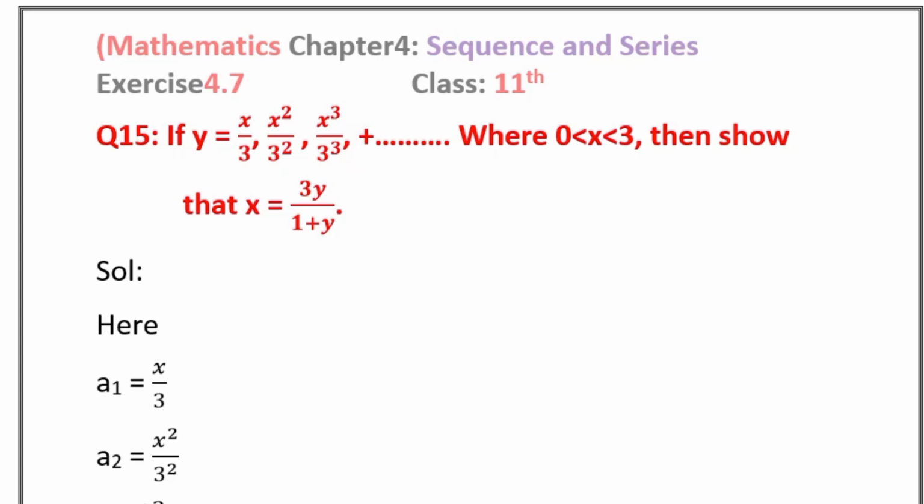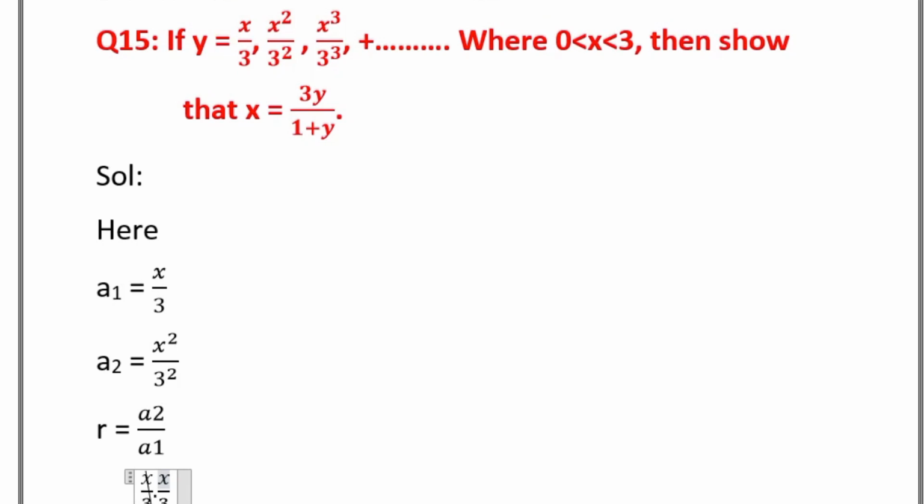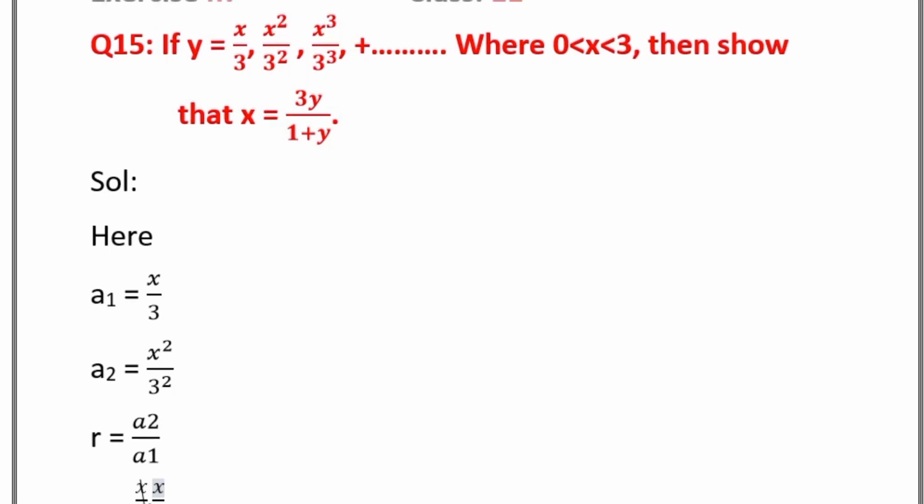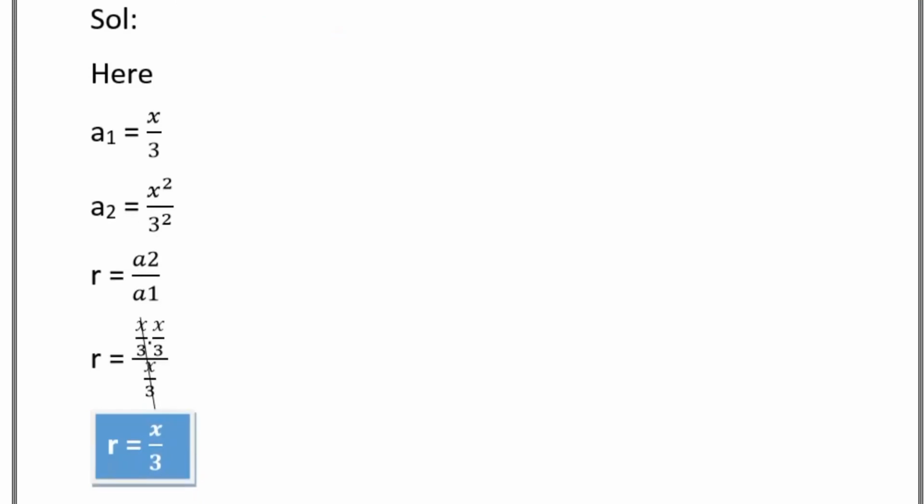Here the first term, that is a1, is equal to x divided by 3. Second term, a2, is equal to x square divided by 3 square. So r is the common ratio between a1 and a2, so r is equal to a2 divided by a1. By putting the values, a2 is equal to x square divided by 3 square, which can also be written in separated form as x divided by 3 times x divided by 3. So a1 is equal to x divided by 3, and x divided by 3 cancels. So r is equal to x divided by 3.